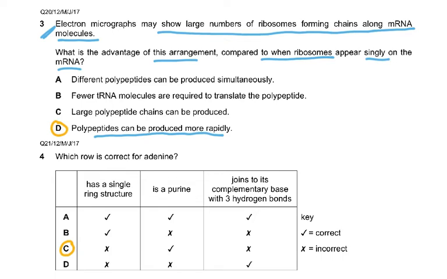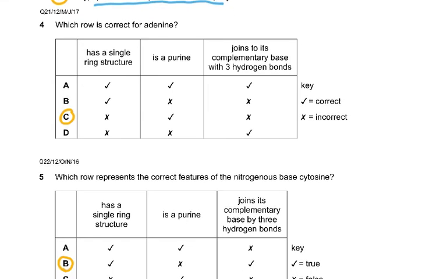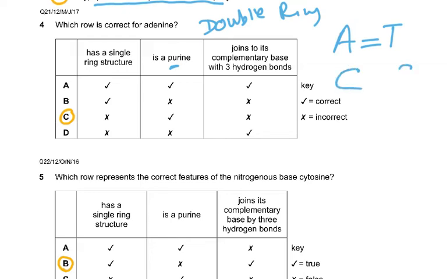Then which row is correct for adenine? Now what you have to remember is that purine has got U in it. So purine has a double ring and pyrimidine has a single ring. So now adenine always pairs up with thymine and there are two hydrogen bonds between them. C always pairs up with guanine and there are three hydrogen bonds. Remember, C is the third letter of the alphabet, A, B, C, D. So C and G always have three bonds.